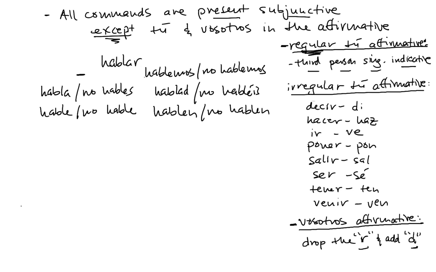So there you have the command forms for the verb hablar. Habla, no hables, hable, no hable. Hablemos, no hablemos. Hablad, no habléis. Hablen, no hablen. Let's try one that has an irregular tú form.